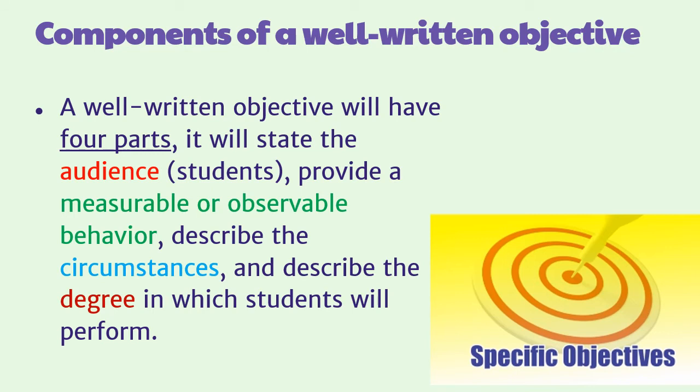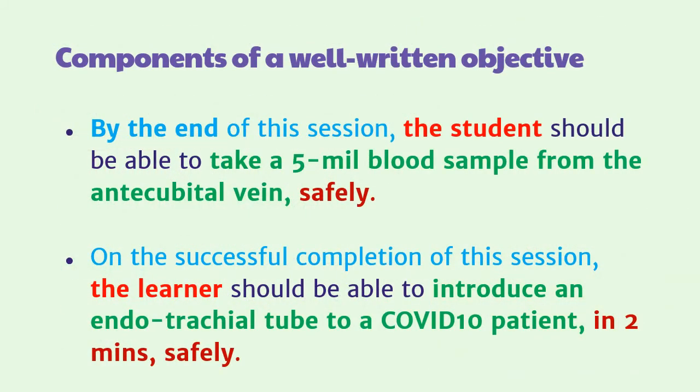Number 3, it will describe the circumstances, by the end of the lesson or on the successful completion of this session, and number 4, describe the degree to which the students will perform: excellently, safely, within 2 minutes, how much of the test can be done, and so on. These are examples of specific objectives.